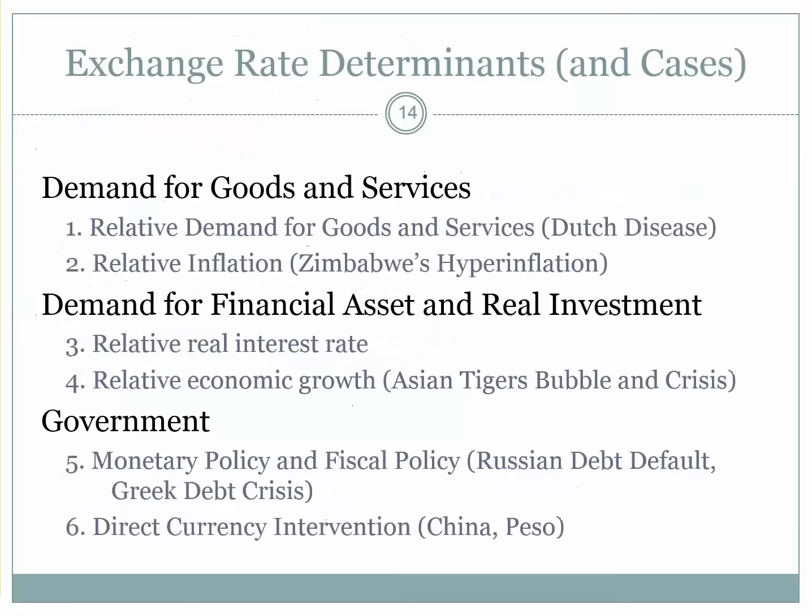So let's talk more about this. For the demand for goods and services, we're going to talk about a couple reasons that affect exchange rate, namely relative demand for goods and services and relative inflation. Then we'll talk about demand for financial assets. So investors are looking for high real interest rates and looking for growing economies to buy things like stocks. And we'll talk about how governments affect exchange rates.